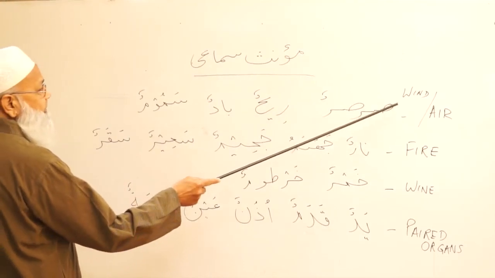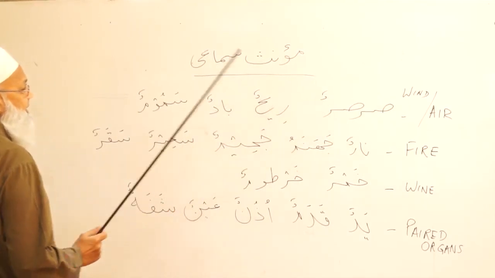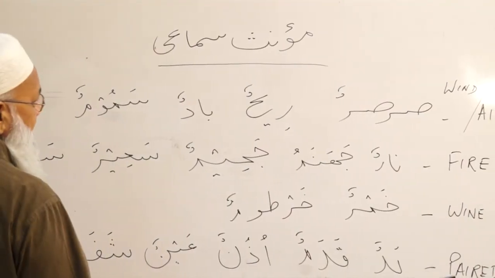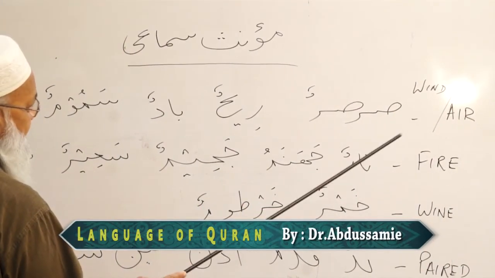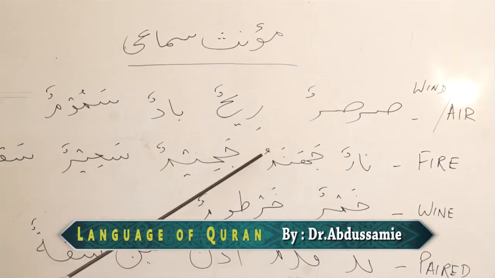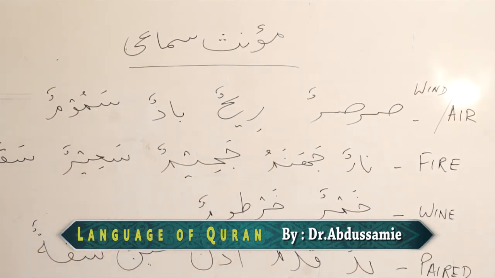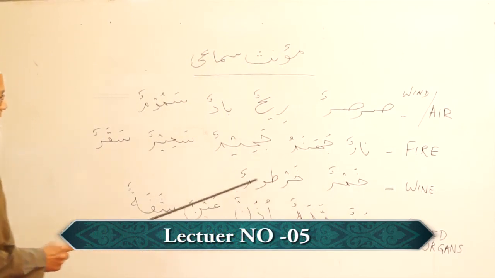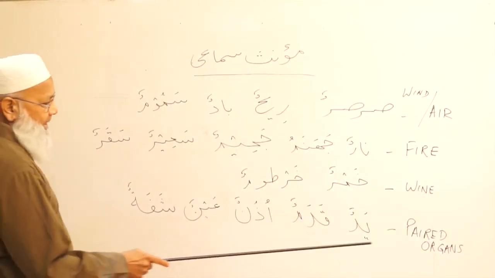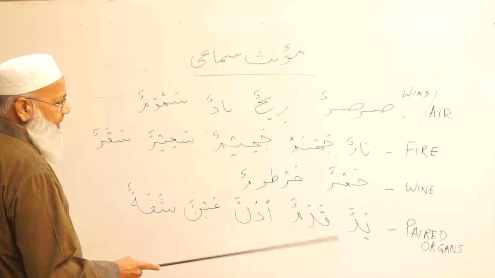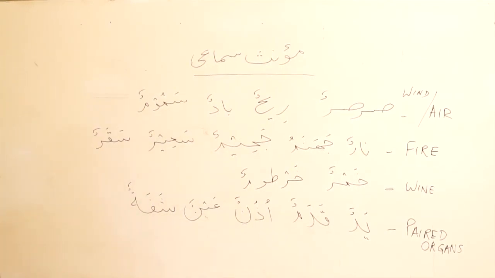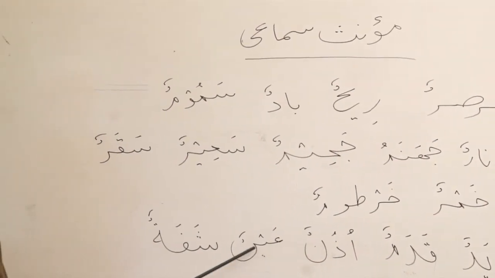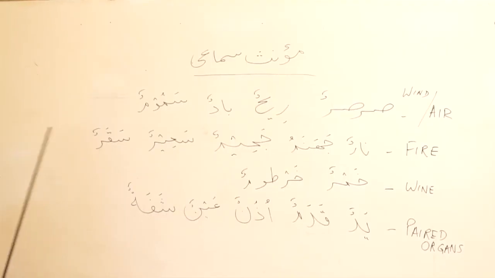The examples of wind are air, sarsar, rih, bad, samum in the Quran. And then the examples of fire, narun, jahannamu, jahimun, sairun, sakarun. Then you have examples of wine, khamrun, khartumun. And you have paired organs, yadun, hand, qadamun, foot, udunun, ear, ainun, eye, and shafatun, lip.